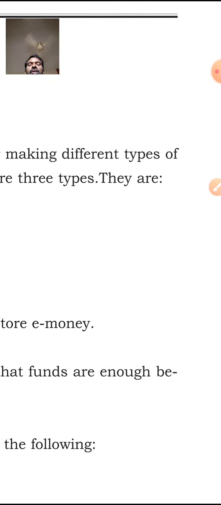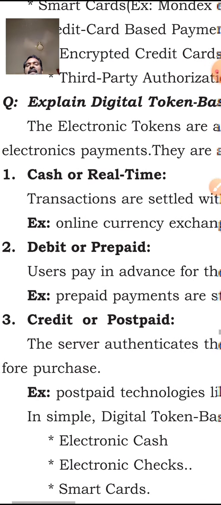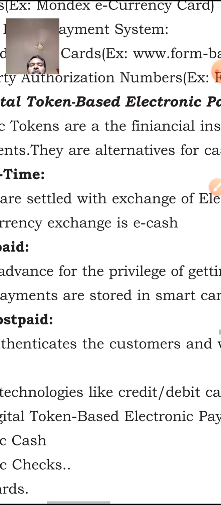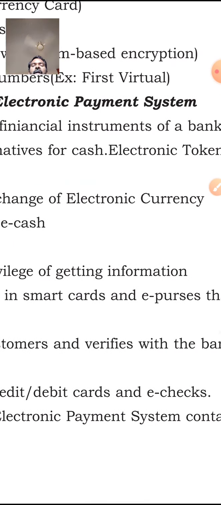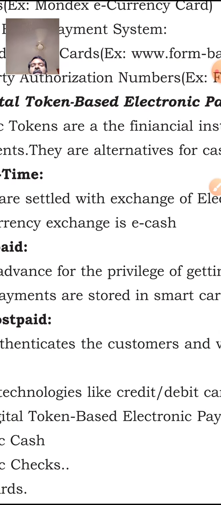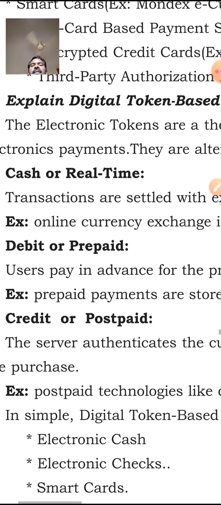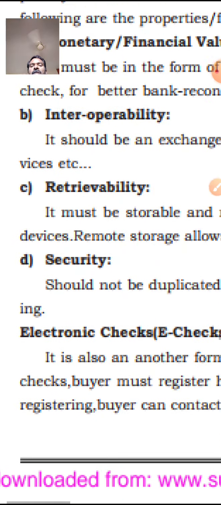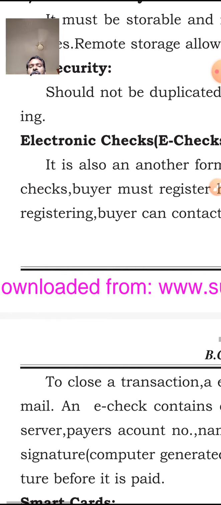These electronic tokens are of three types. Number one, cash, which are real-time systems cards; number two, debit, which are prepaid cards; and number three, credit, which are postpaid cards. With the help of these mechanisms, we are paying the money in the electronic manner. This is called digital tokens. So like that, the digital tokens are majorly classified into three types.